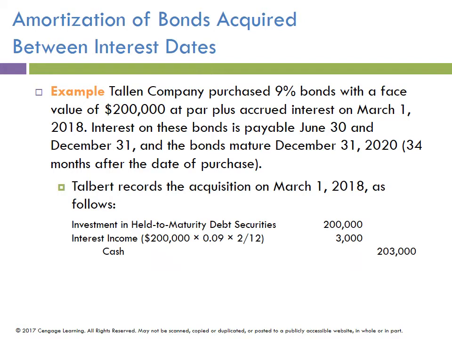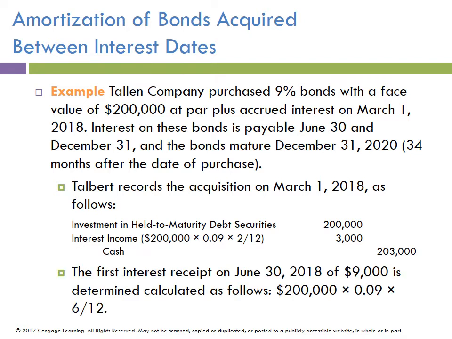So let's take a look. They will debit investment in held-to-maturity securities, $200,000. They will debit either interest receivable or interest income. For how much? $200,000 times 9% times 2/12, which would be $3,000. So of the $9,000 in interest they'll receive on June 30th, $3,000 of it is an interest income to them. They pay for that up front, and you can see they credit cash $203,000.